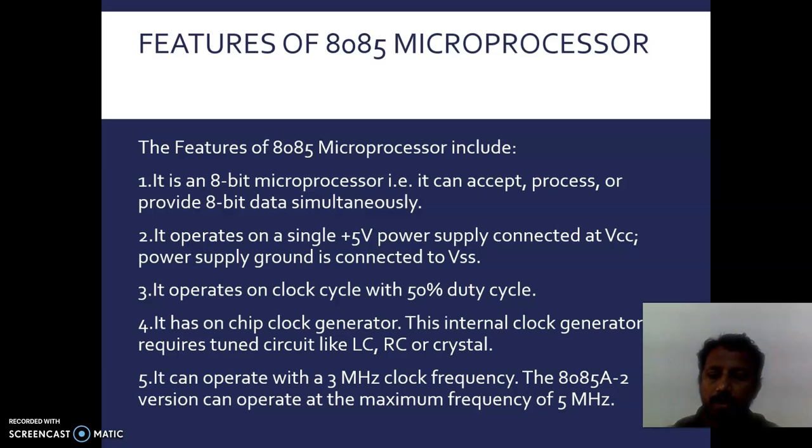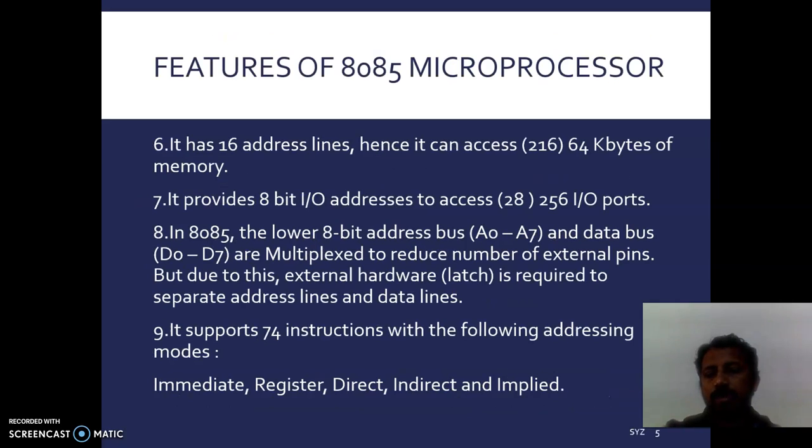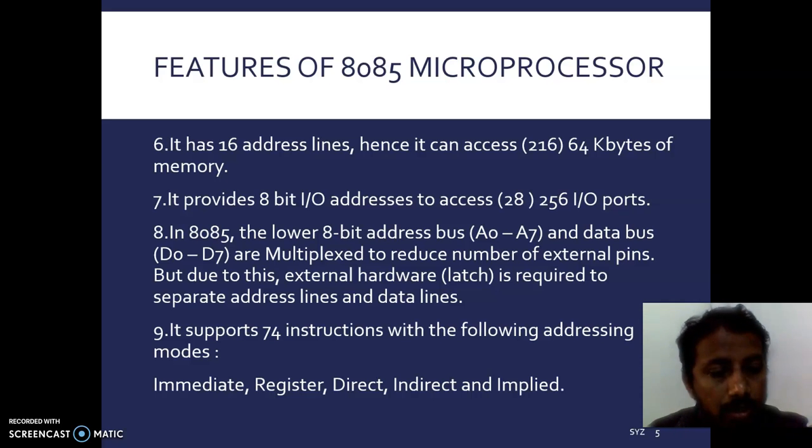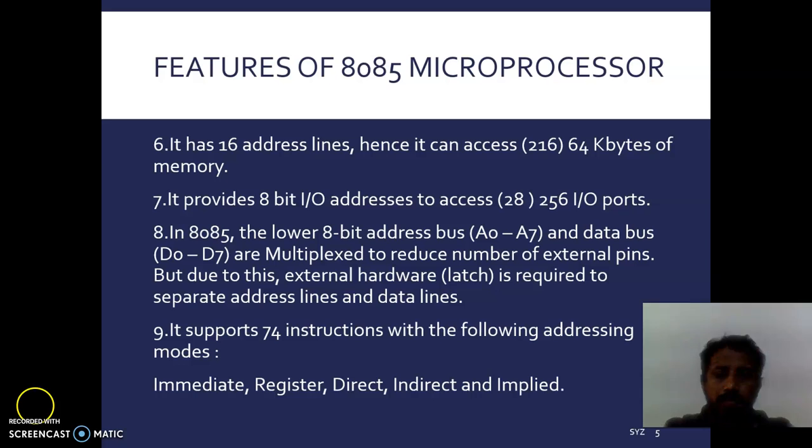The 8085A2 is a version which has a maximum operating frequency of 5 megahertz, and mostly we have a maximum operating frequency of 3 megahertz. The next one is that even though it is an 8-bit microprocessor, it has a 16-bit address bus.